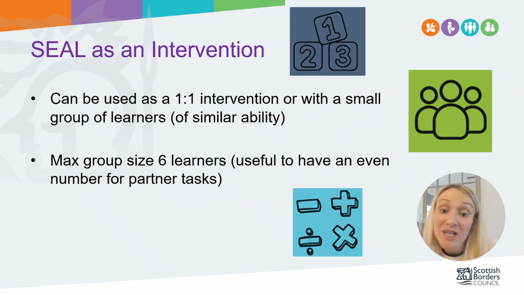So the SEAL approach can be used as a one-to-one intervention or with a small group of learners. And if you're doing it with a group, you definitely want them to be of similar ability and working from within a similar planner. Ideally having a group size max of 6, and 6 is even quite a lot. And it's quite useful to have an even number of learners within your group, and that allows you the option of doing different partner tasks and allowing learners to partner up for some of the different activities.